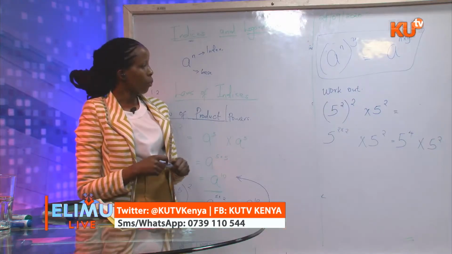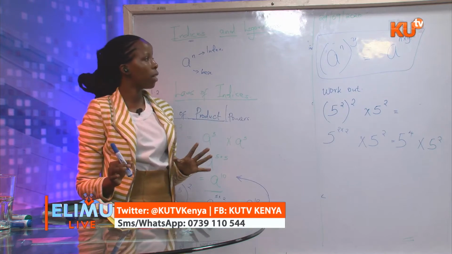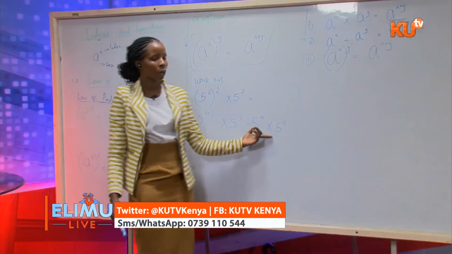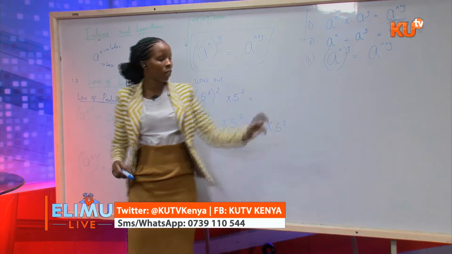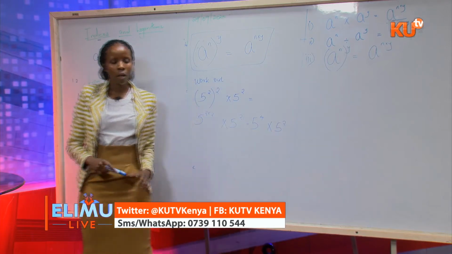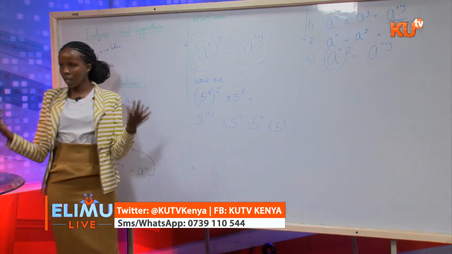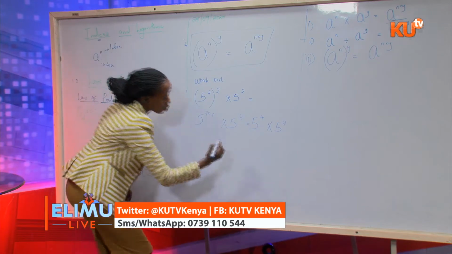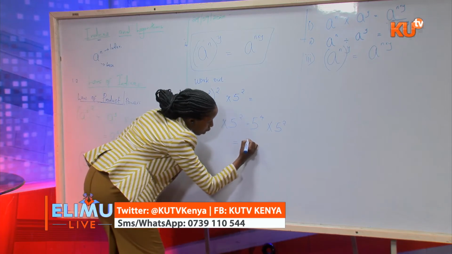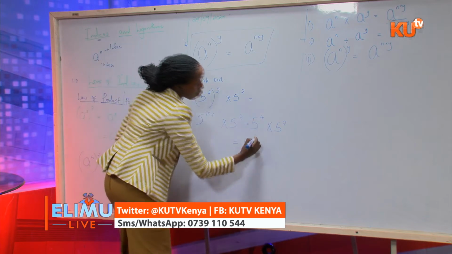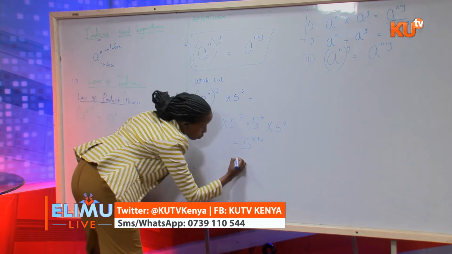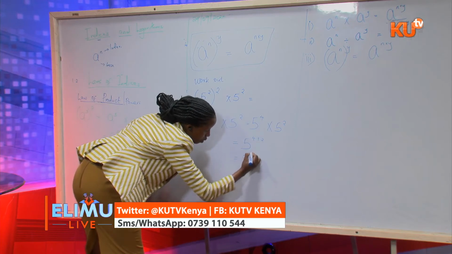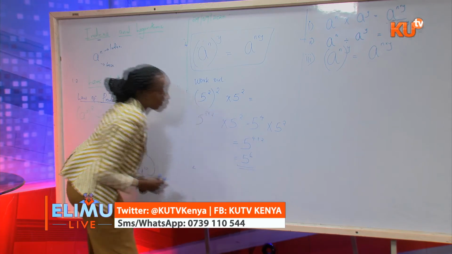Now let us look at that. We are supposed to leave our answer in the simplest form. We have a multiplication sign. Going back to our first law of indices, if the bases are the same and we are multiplying, we just add the powers. So this will be 5 raised to 4 plus 2. And this comes back to 5 raised to 6, our answer.